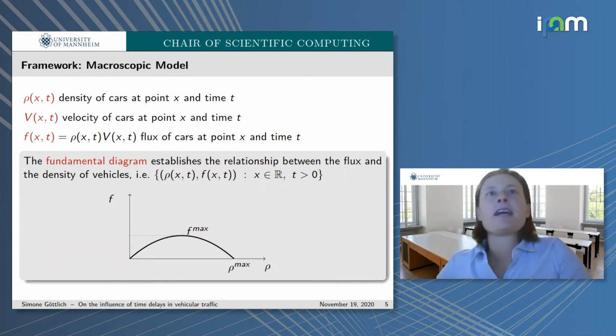So in the following, I will denote rho as the density of cars at point x and time t, v as the velocity of cars at point x and time t, and f denotes the flux function given as rho times v, also at point x and time t. As you may know, the fundamental diagram establishes the relationship between the flux and the density of vehicles, given by this short sketch here as a first impression.